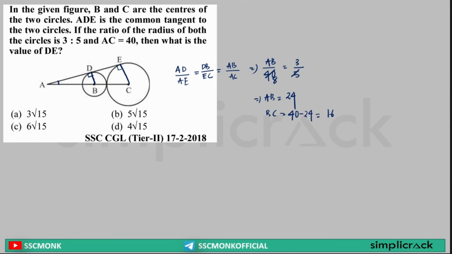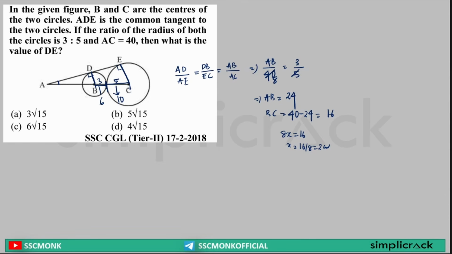This part is equal to 3x. This part is equal to 5x. 3x plus 5x, that means 8x is equal to 16. The X value is 16 by 8, that is equal to 2 centimeter. That means this part is 3 into 2, 6 centimeter. This part is 5 into 2, 10 centimeter. Clear? Yes or no? Yes.